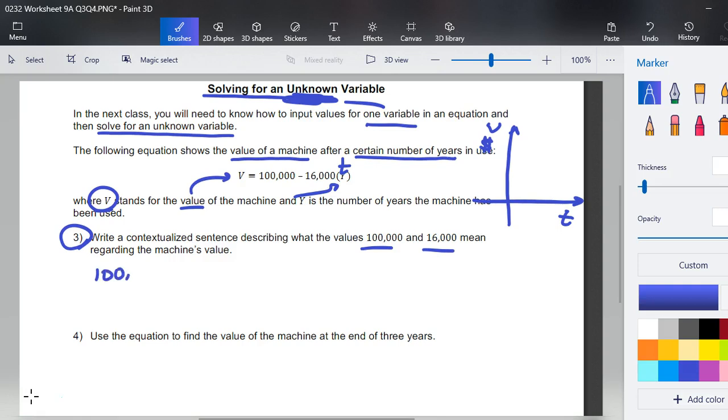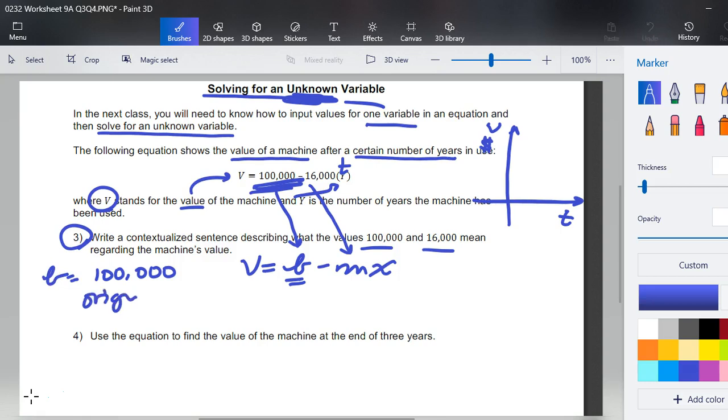So 100,000 is right here. And although they have this formula written like this, they've got that first and the slope, which is by the x. This is still the y-intercept. So 100,000 is the y-intercept, and that would be the original or initial cost of, I think they're calling it machines. So it's the original cost of the machine.